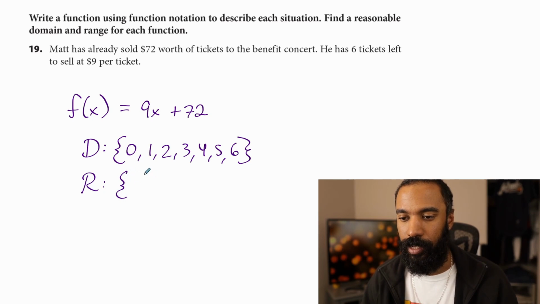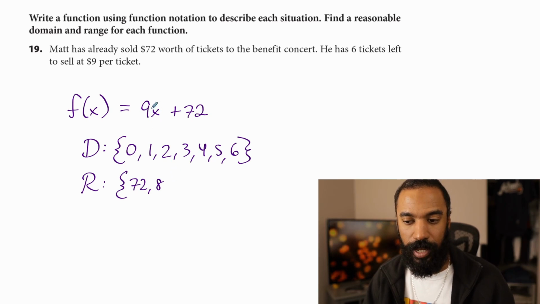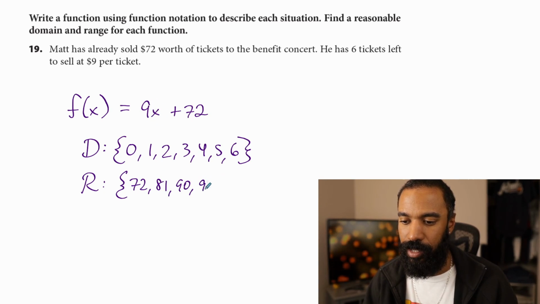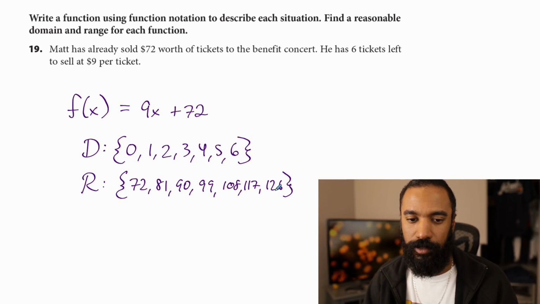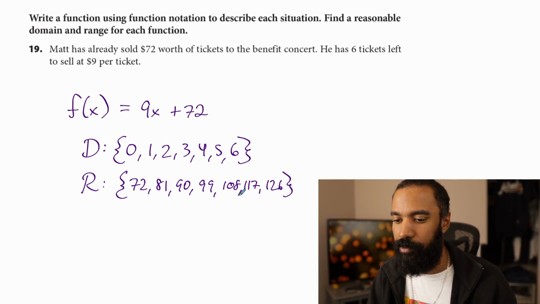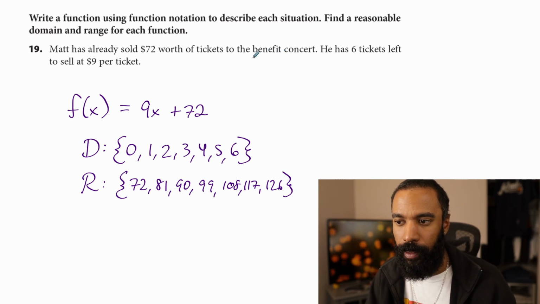Get half the cost. So $72 for selling no tickets, plus 9, plus 9, plus 9 each time. That's how multiplication works. 81, 90, 99, 108, 117, and 126. So those are the amounts that you can, let me count, 1, 2, 3, 4, 5, 6, 7, 8, 9, 10. So yeah, those are different dollar amounts that he can make from here on out for the benefit concert.